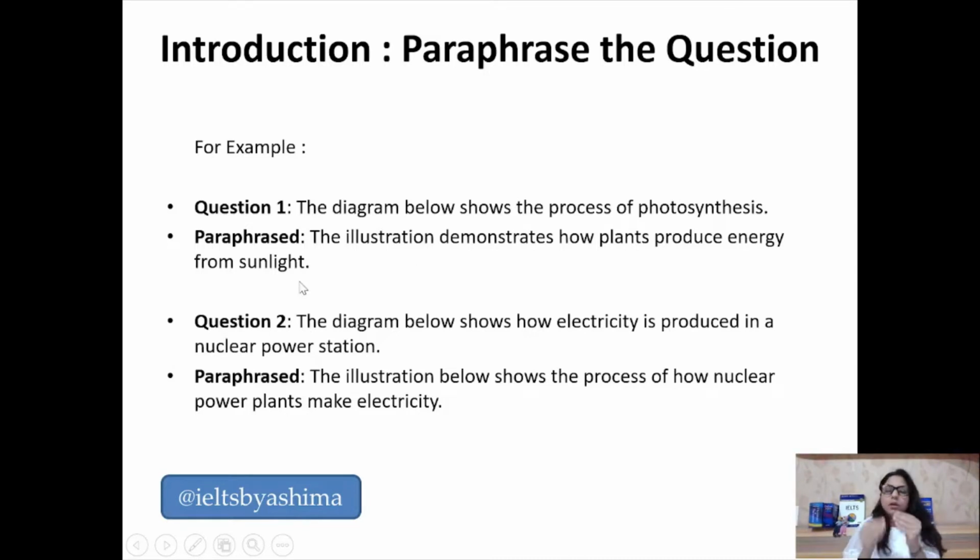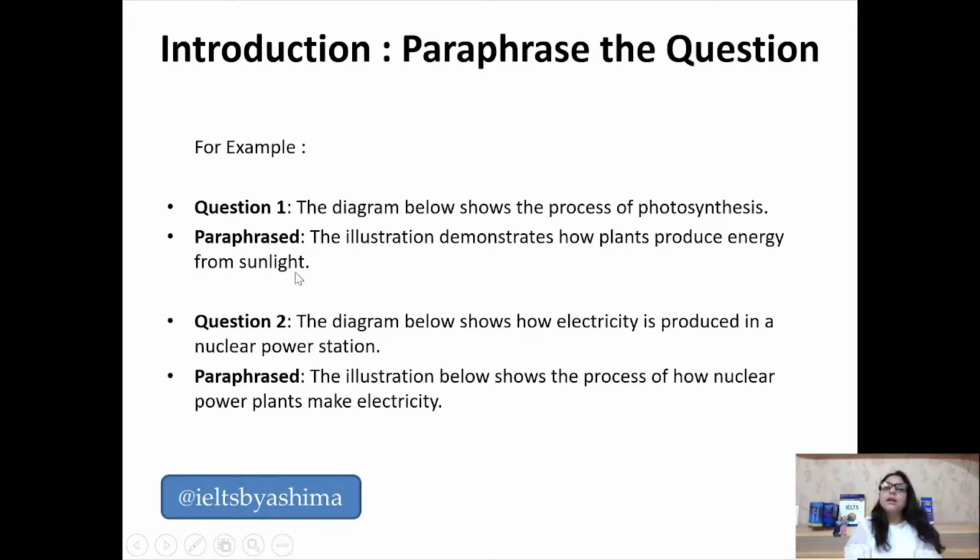Students, I'm telling you a very important and interesting trick. How you can paraphrase the question of writing Task 1 by using "how". See, with the usage of "how", what we have done is paraphrased the question. The illustration demonstrates how plants produce energy from the sunlight.